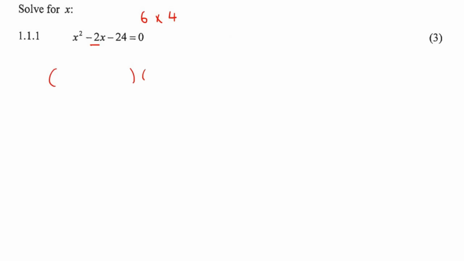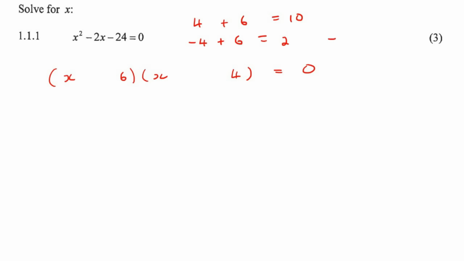So we could make two brackets, and we could say x and x, and then 6 and 4. And then to make minus 2, you have different options. You could have 4 plus 6, that gives you 10, so that won't work. Minus 4 plus 6, that gives you 2, so that doesn't work. What about minus 6 plus 4? That works, because that gives you negative 2. And so we want negative 6 and we want positive 4.